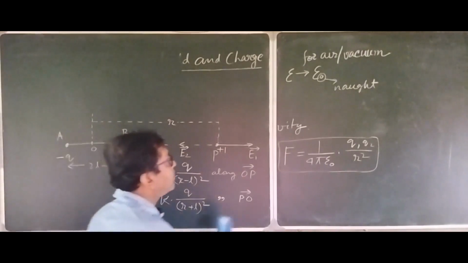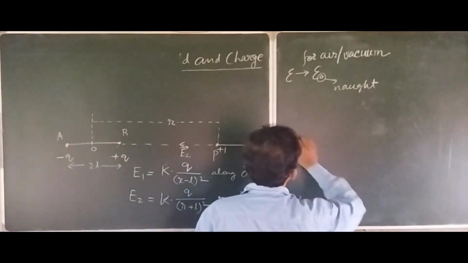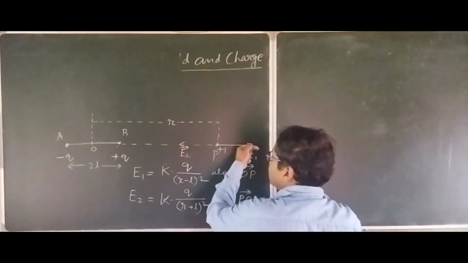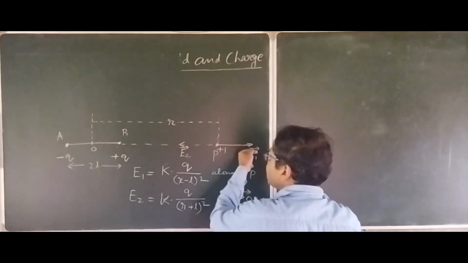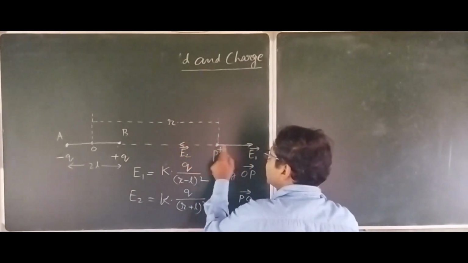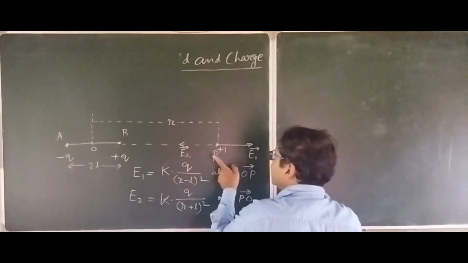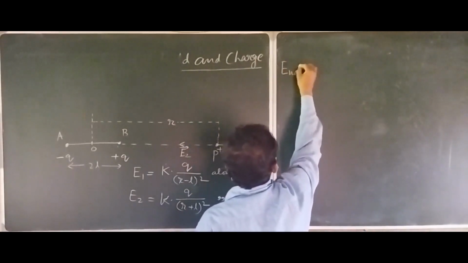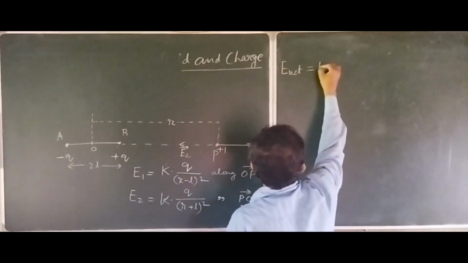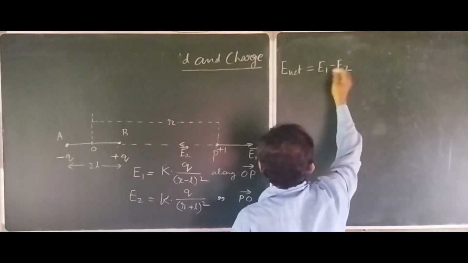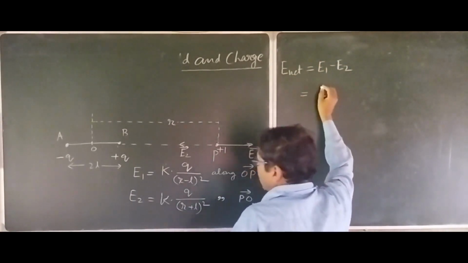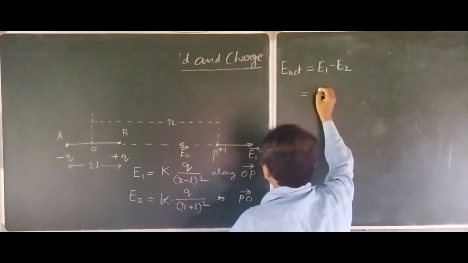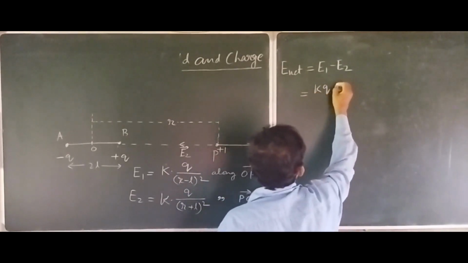And what is that net field intensity? Here two vectors act. This is E1, that is E2. E1 is greater, E2 is smaller. So what is the resultant between E1 and E2? Obviously the difference between this and that. So we can write E net is equal to E1 minus E2. Let's consider only magnitude. That means this minus this, and K, q are the common factors, so take them out.